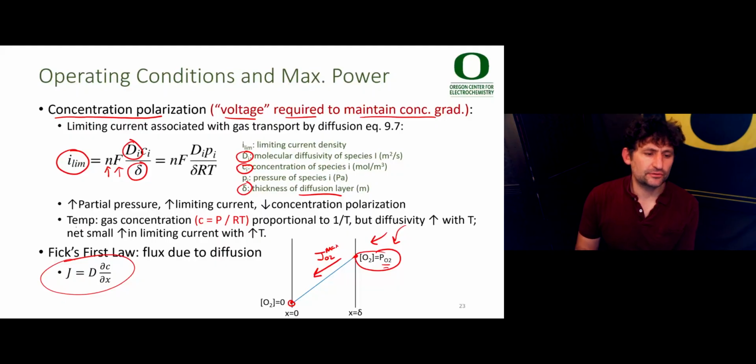You might also note that as you increase temperature, the gas concentration, which is pressure over RT based on the ideal gas law, is proportional to 1 over T. So the concentration actually goes down with temperature, but the diffusivity goes up with temperature. And so there's a net small increase in the limiting current as you increase temperature, but it's not as much of an increase as you predict just by changes in the diffusion coefficient.